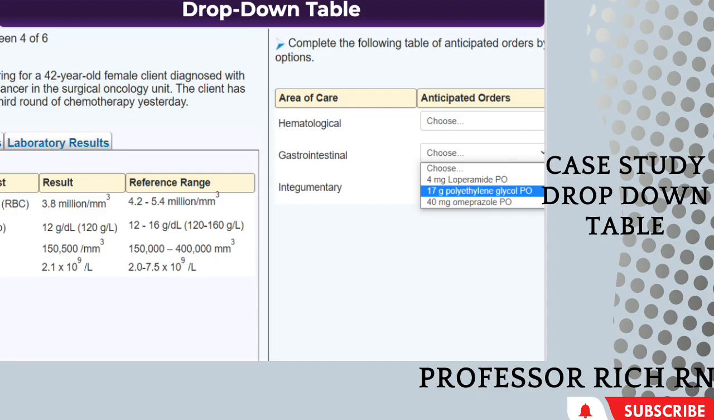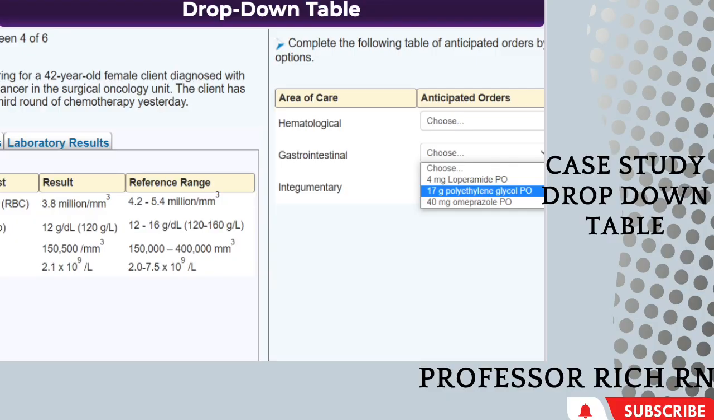Another item that you might encounter with your case studies is a case study with what's called a drop-down table. Okay? Here, you're going to have, again, some statements over on that left-hand side with some labs and maybe additional labs, and then what you're going to be asked on that right-hand side is we have a couple areas of care. So what they're looking at here is for a GI system, you get to choose 3 options that would be an anticipated order. So as a nurse, what are you anticipating we're going to be doing for this patient? If we go back to our nursing process, this would be what are we planning for this patient? What kind of things would we plan for this patient, the planning process.